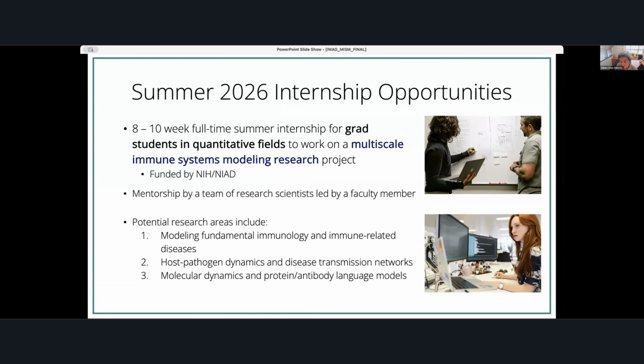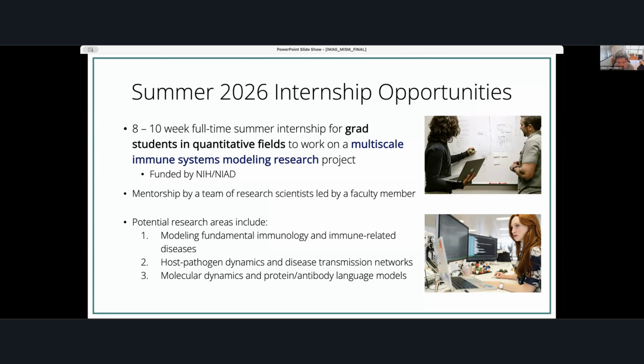For summer 2026, we are opening internships for graduate students. These are 8 to 10 week full-time summer internships for grad students in quantitative fields, so computer science, mathematics, statistics. The idea is that these graduates will be physically located here and will work with our multidisciplinary research teams on one of the 3 research projects, and get to experience what team science in multiscale immunology looks like. We'll probably give them co-mentors, one from the biological community and one from the experimental community, so again they get a full picture of what's going on.